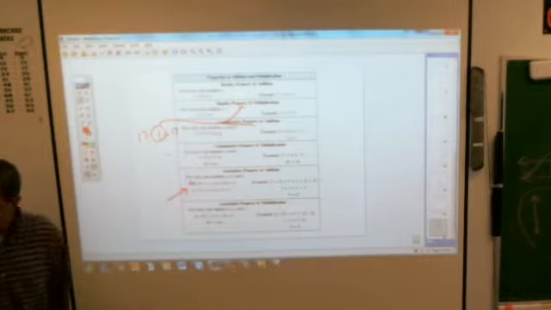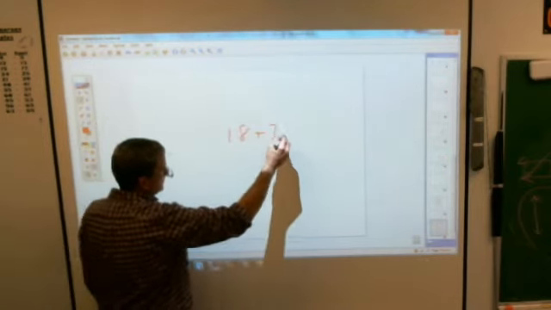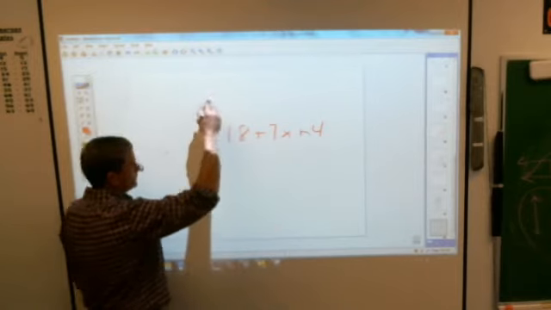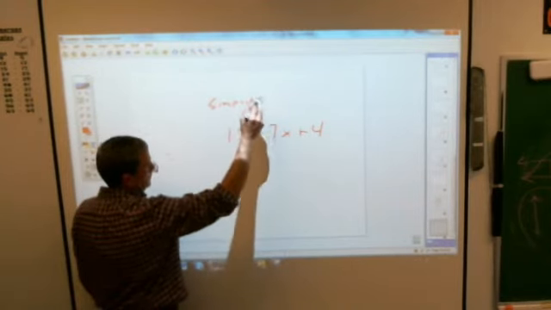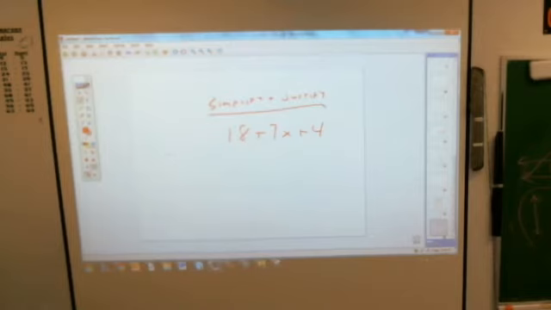18 plus 7x plus 4. Now, see if this makes any sense to you. First of all, what does the direction say to do? Simplify and justify. If you're asked to simplify that, you're not going to get a single answer, but you can simplify it by doing what? Which two? 18 plus 4. But they're not next to each other. You do have to move them. But you can't do that for no reason. What if it doesn't work? What if that's not true?